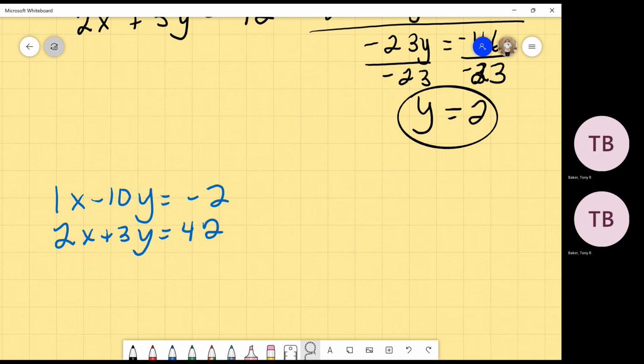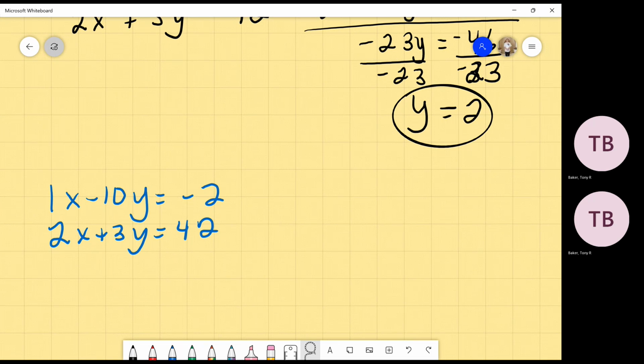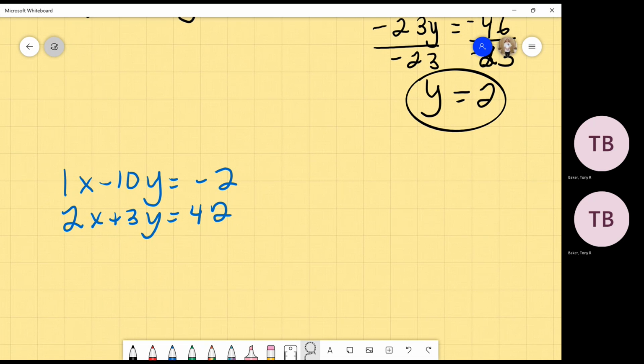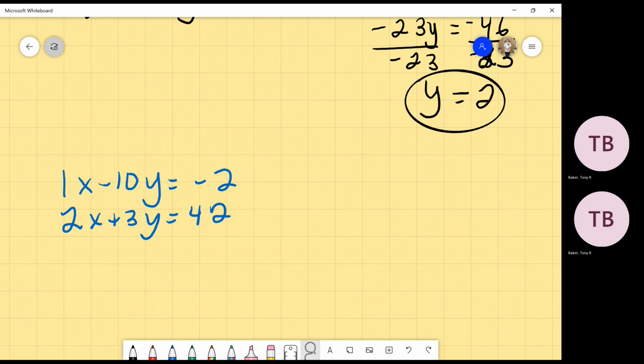All right. We're going to do the exact same thing, except this time, I'm going to get rid of the y. So I'm going to multiply the first problem by 3.